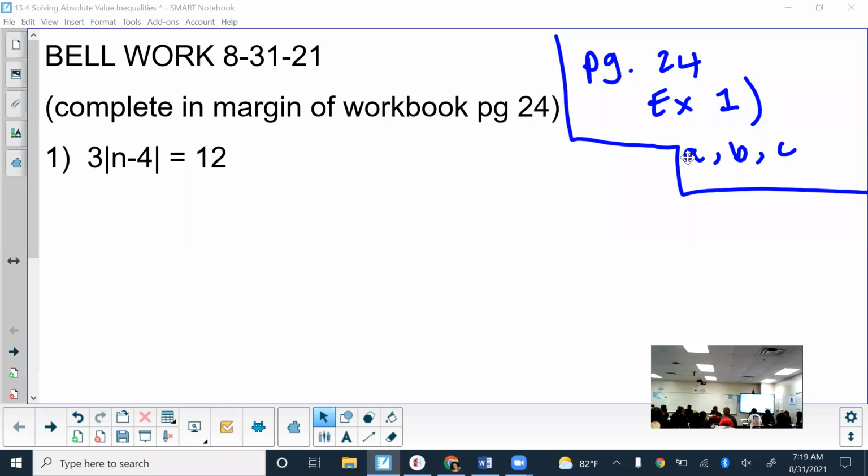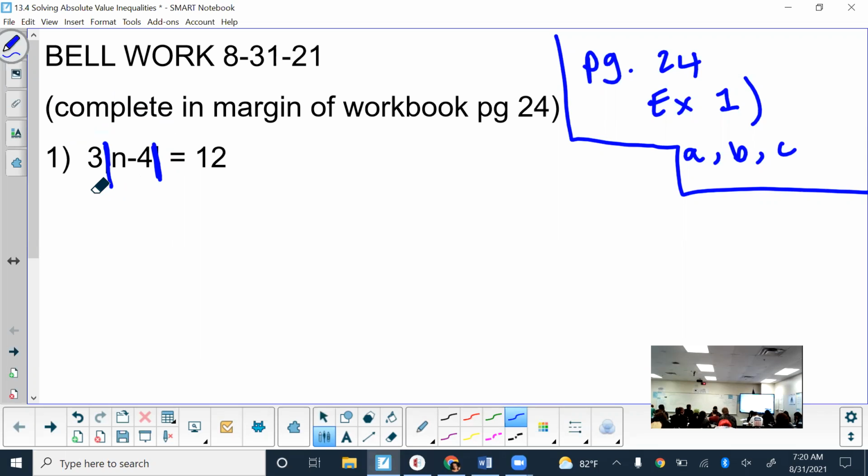Recording in progress. All right, so for the bell work, let's start with the one that I had to do this morning. So we have 3 times the absolute value of n minus 4 equals 12. First step of those steps that I told you to write down yesterday is what? Solve it separately. No. Isolate the absolute value bars, kind of like you would a variable. So what's being done to the absolute value bars?